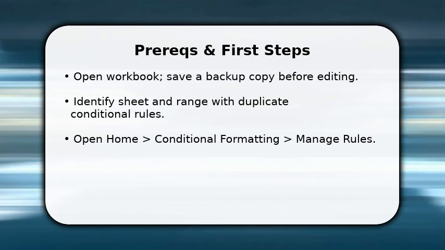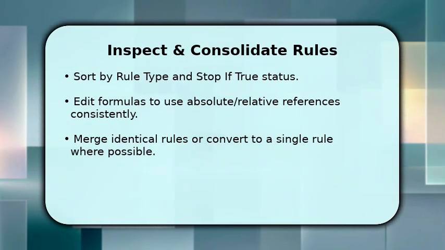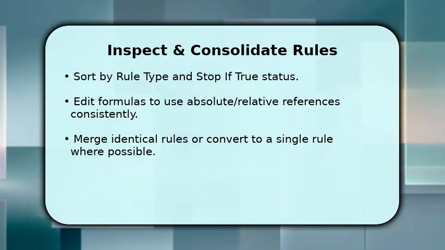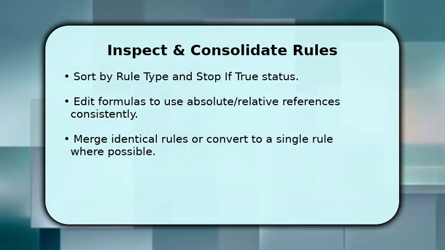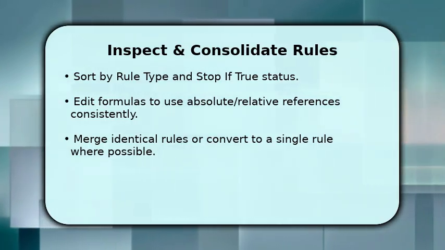Now inspect each rule's formula and scope. Inconsistent absolute or relative references often create apparent duplicates, so fix them so rules target the intended cells. Once done, compare rule conditions and formatting.